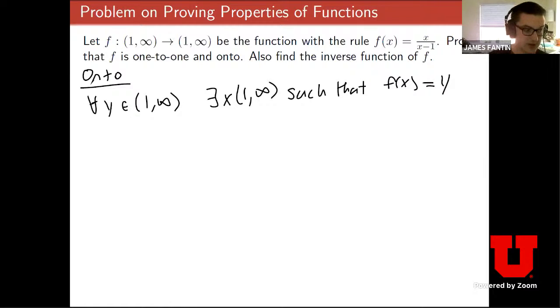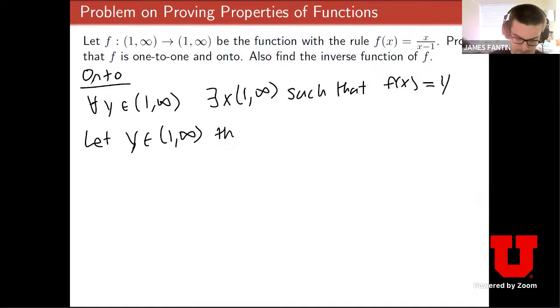So when we start with onto, we want to just let y be some arbitrary element of our codomain. And then we want to find what is the element x that maps to this element y from the domain. So what we have to do here is, we're going to try to find what x maps to this y.